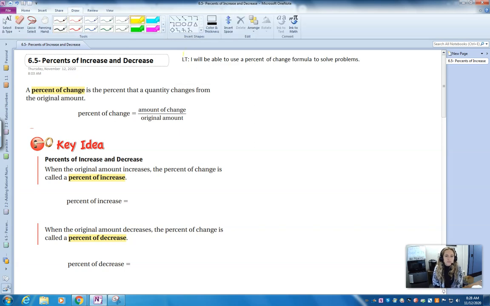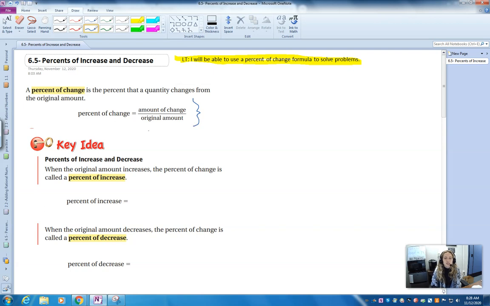Our learning target for today is: I will be able to use a percent of change formula to solve problems. So make sure you get that written down in your math composition notebook. Okay, so first we're going to talk about a percent of change. A percent of change is the percent that a quantity changes from the original amount. And this is the formula for that.